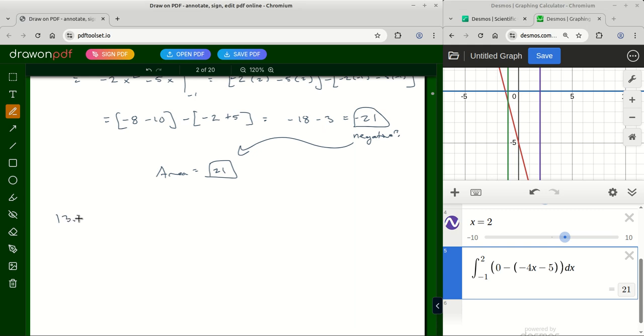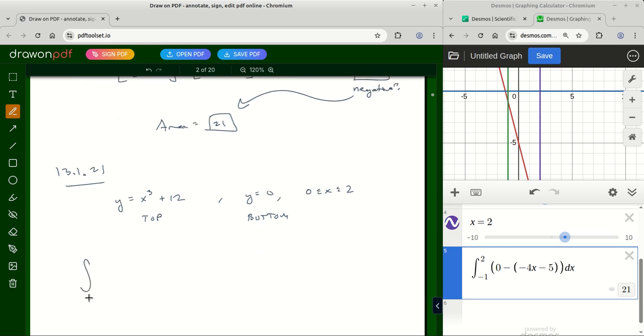So I got 13,121. I got y is equal to x cubed plus 12. And I have y is equal to 0, and they say go from 0 to 2. Now, I would say clearly this is on top this time. Everything's going to be way bigger here, and this is clearly on the bottom. So what I'm doing is going to be a good thing. Top minus bottom. So integral 0 to 2.